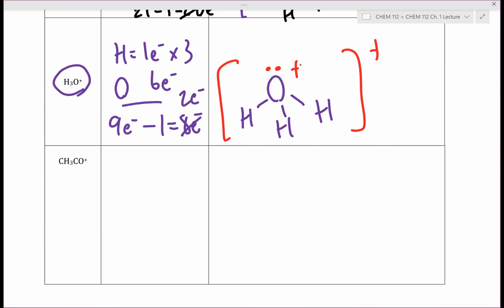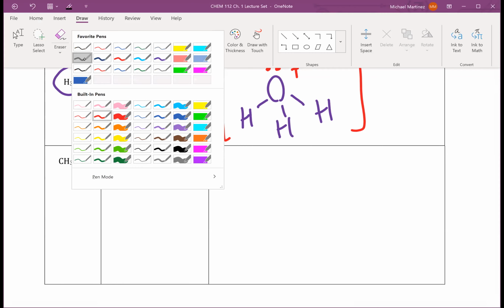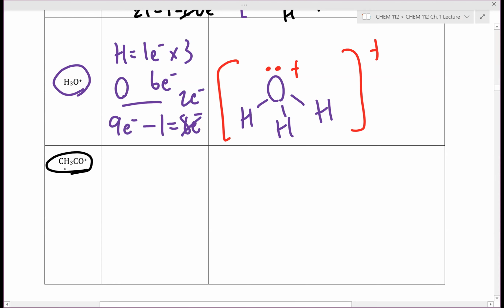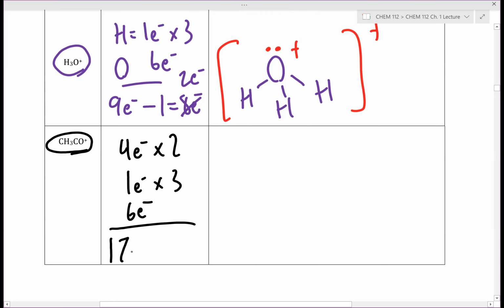Okay, the second example is a little bit tricky, but it's a common intermediate that you see in some reaction mechanisms. All of these structures are chosen deliberately to prepare you for later portions of this class. So for carbon, we have 4 electrons to work with, and we have 2 carbons. For hydrogen, let me write this out more clearly. We have 1 electron and 3 hydrogens. And for oxygen, we have 6 electrons. Looking at our total, we have 17 electrons.